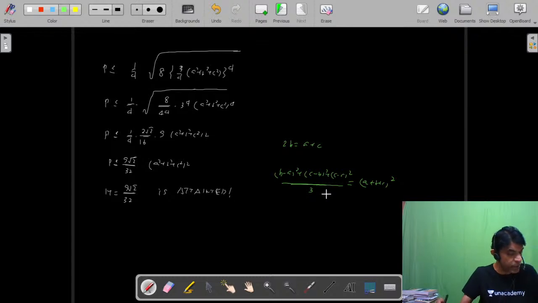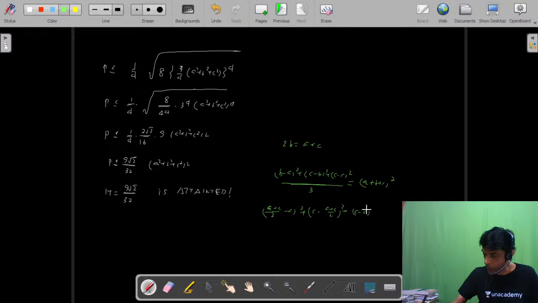So you can check that 2b is a plus c. Let's say b equal to a plus c by 2. So I can put it here. I can write a plus c by 2 minus a, whole squared, plus c minus b, that is a plus c by 2, whole squared, and plus c minus a whole squared, over 3. And this is a plus b plus c, so a plus c and b is a plus c by 2, whole squared. So you are getting this as a minus c by 2 here. Everywhere the same thing you are getting. So this is a minus c.